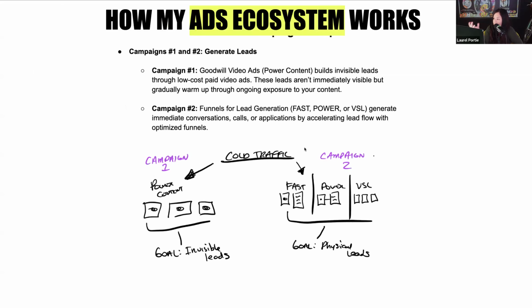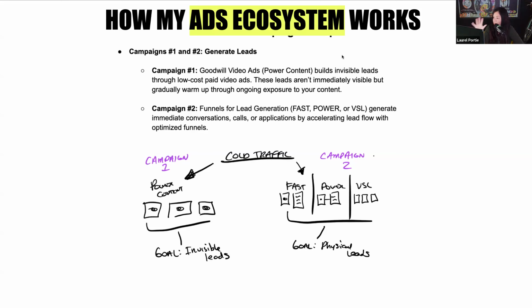So here's how my ads ecosystem works, okay? Now, remember what I talked about a while ago, that there are different ways you can actually run a funnel. When we're talking about cold traffic, campaign number 1 and campaign number 2 are built to generate leads. Campaign number 1 is built up of goodwill video ads. You're going to hear me say that power content is what I call these video ads.